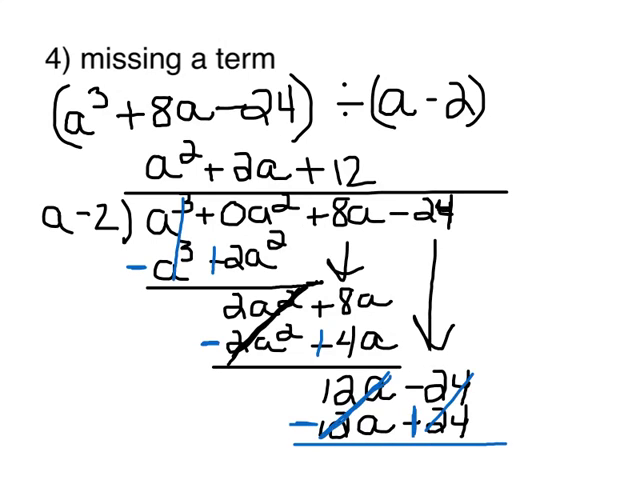This will cross off, so will this. So our remainder is 0. So our final answer is 2a squared plus 2a plus 12.